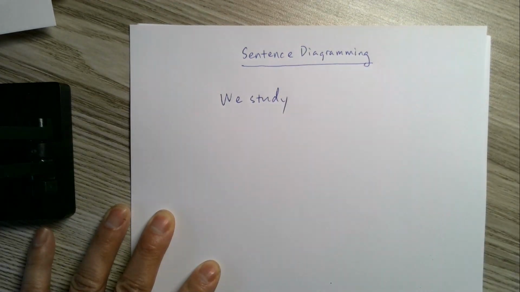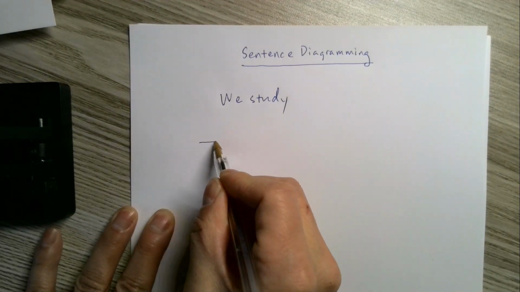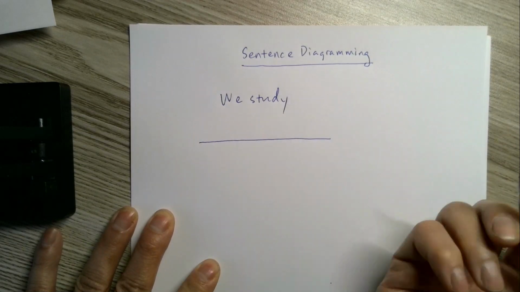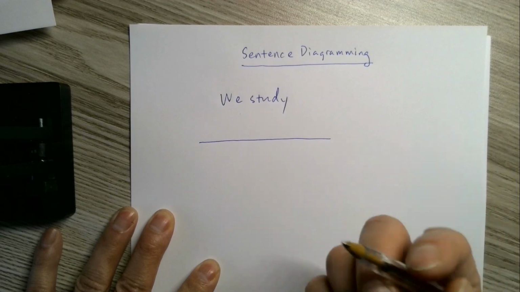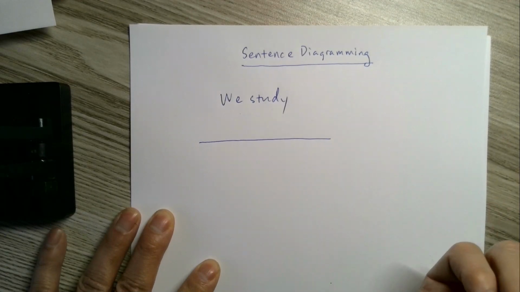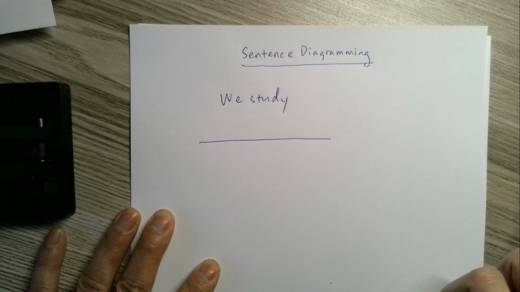We study. Okay, so any sentence that is diagrammed has a horizontal line. And on the horizontal line, we will place the words in the sentence in specific locations that will communicate to the reader what purpose each word serves.